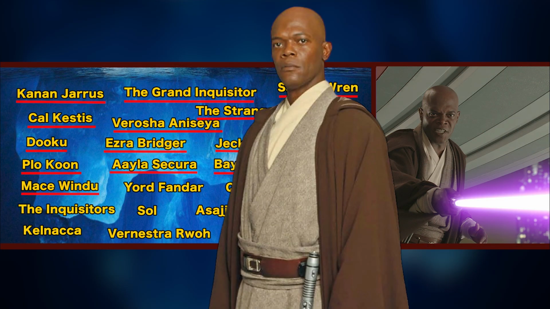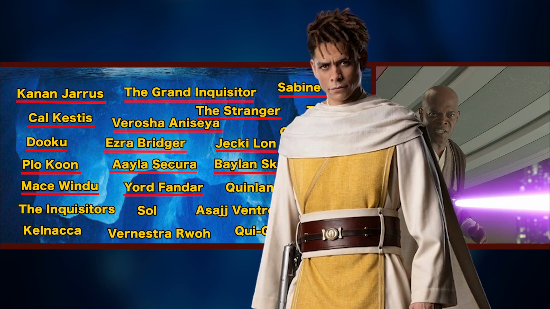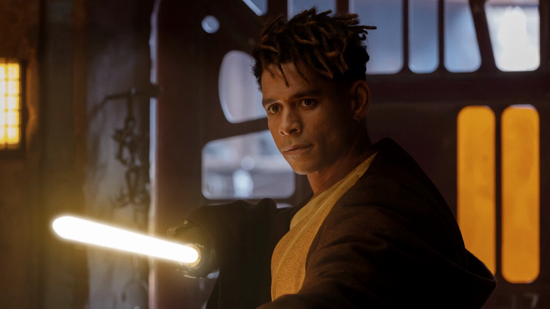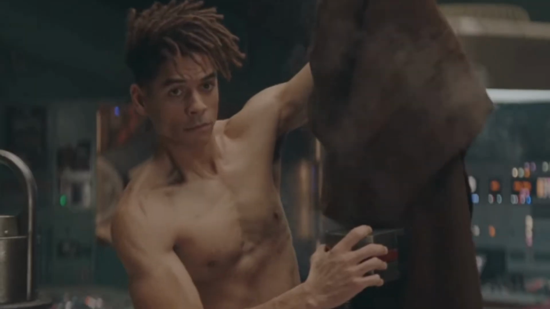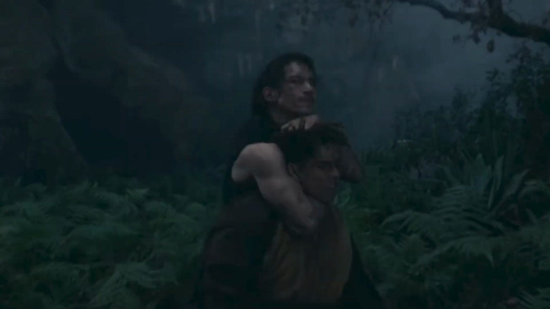Next, there's Mace Windu. Mace Windu was a powerful Jedi Master on the Jedi Council, and he wielded a unique purple lightsaber. He first appeared in The Phantom Menace. Then there's Yord Thandar. He was a Jedi in The Acolyte, who took great pride in his appearance. He sadly died on Khofar to the Stranger.